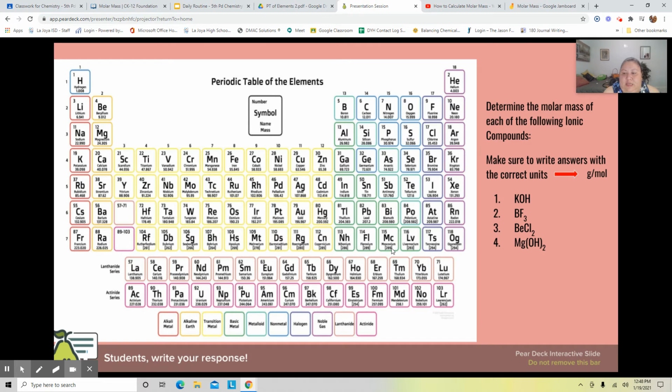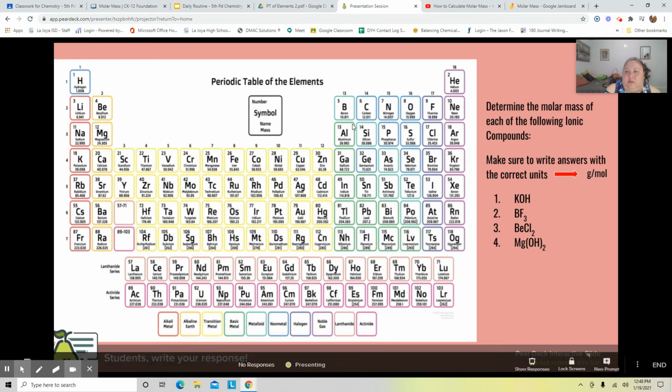Okay? So I know this periodic table is too small, so let me move on. We're going to do KOH first, potassium hydroxide. Determine the molar mass of each of the following ionic compounds. The first one is potassium hydroxide. So we got 1, 1, and 1, right? Because there are no subscripts. So let's just look up the masses and add them up.